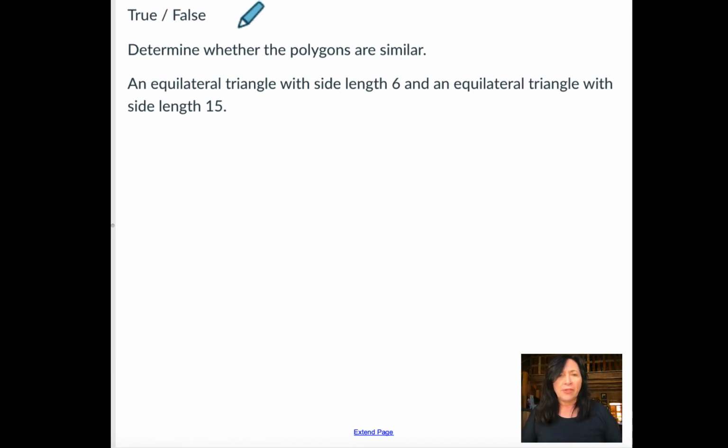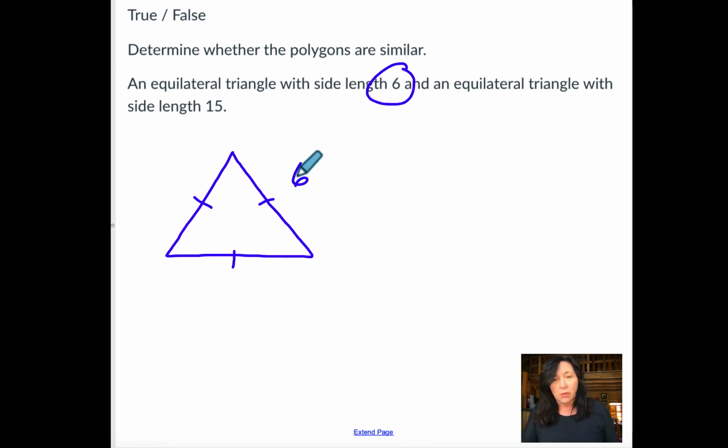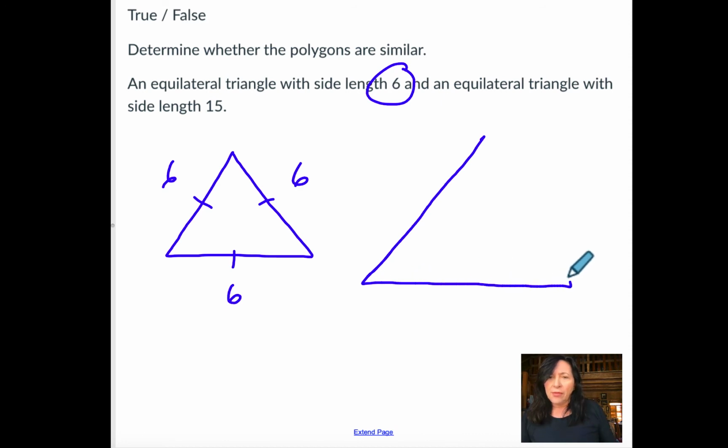For this problem, this is a true-false. Determine whether the polygons are similar. It says an equilateral triangle. So an equilateral triangle means all sides are congruent. This side is the same as that, is the same as that. The side length is 6. Well, okay, all 6s. And another equilateral triangle with side lengths of 15. So 15 here, 15 here, and 15 here.